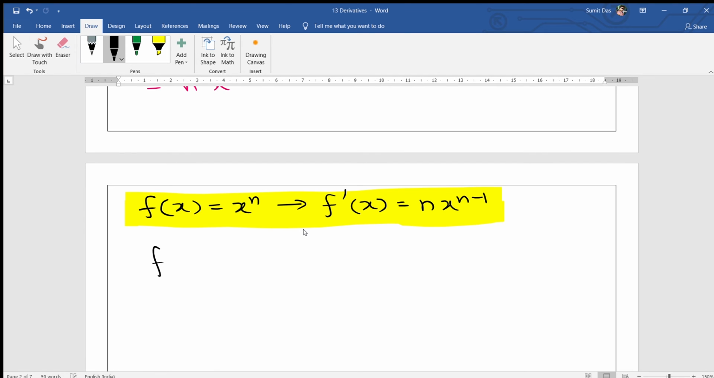So suppose f of x is equal to 3x square. What will be the derivative, f dash x? Let me know. Using this formula, the yellow highlighted formula, if f of x is equal to 3x square, then what will be f dash x? Fast reply. Very easy.